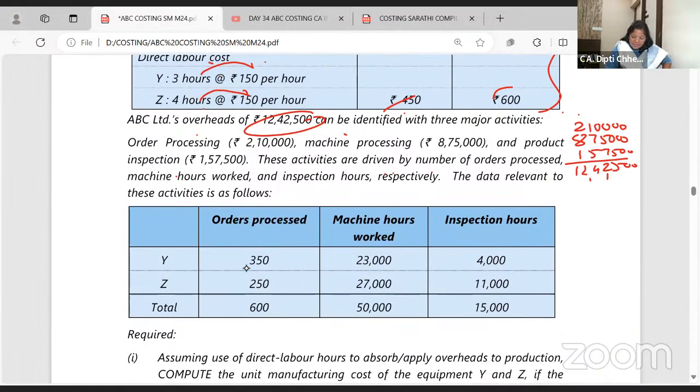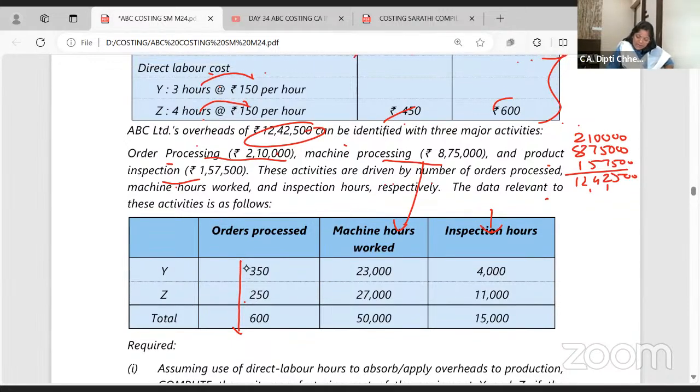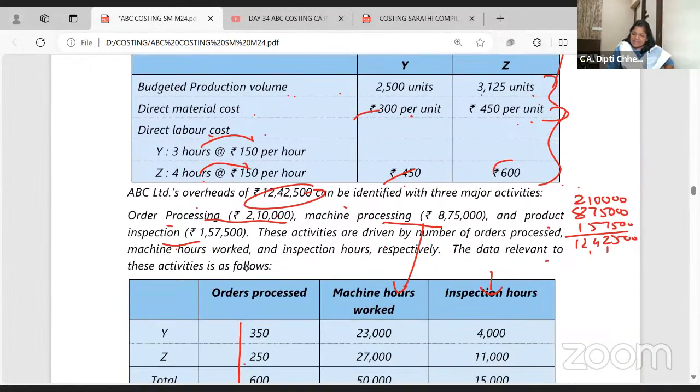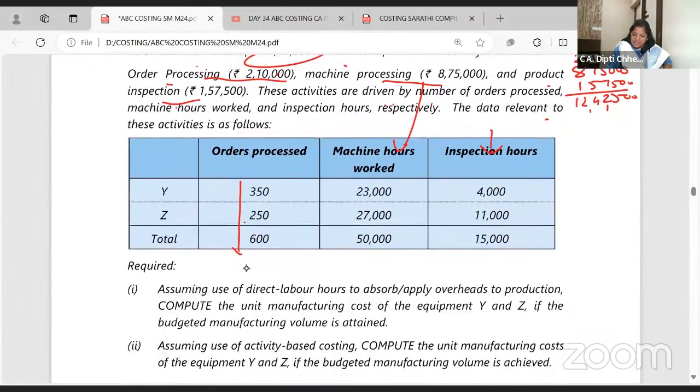Now, they said ordering cost you divide by number of orders. So what is the cost driver for ordering cost? This. What's the cost driver for machining? This. What's the cost driver for inspection? This. Okay. And then what's the traditional cost driver? This. Yes. Thank you.